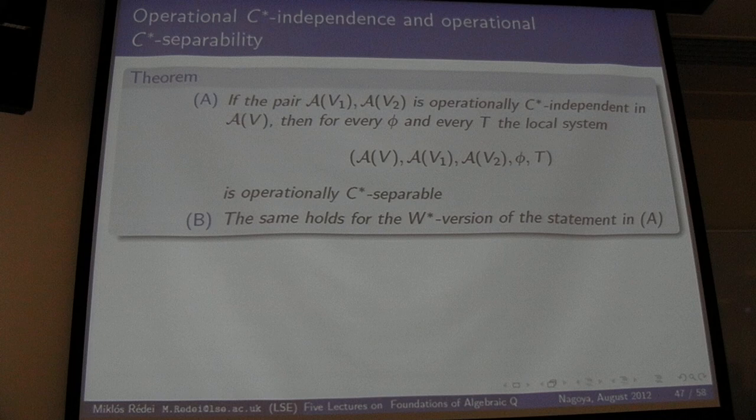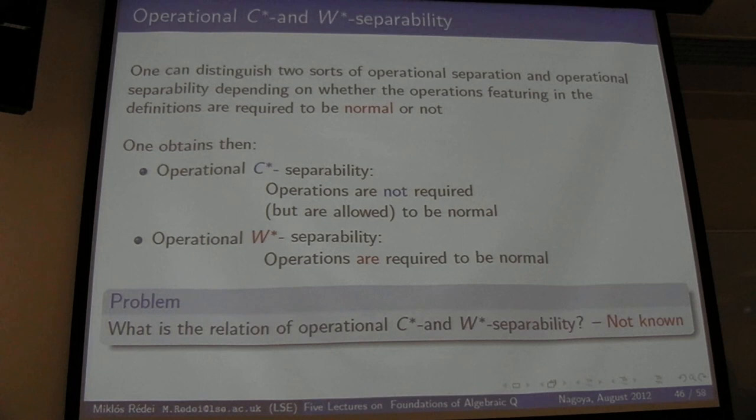And, okay, the next, before we go on, you now ask the question whether quantum field theory local systems are such that they are operationally separable. You would want this to be the case. I claim that this is the case. Operational separability actually holds typically for local systems. And the way to show that is to relate this operational separability to operational independence. That's what I'm going to do.